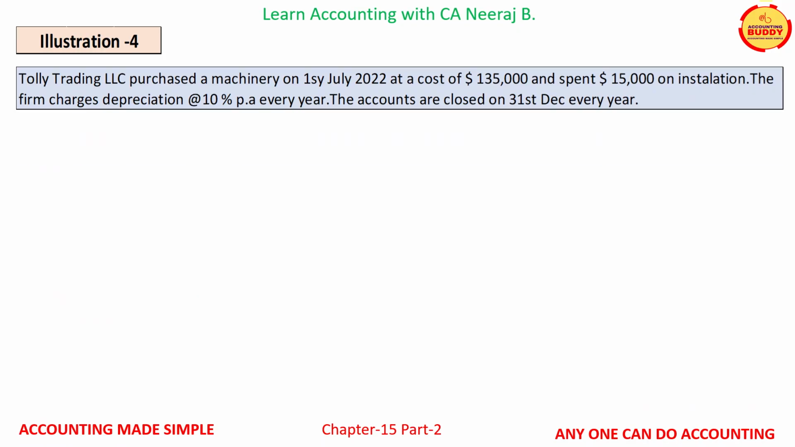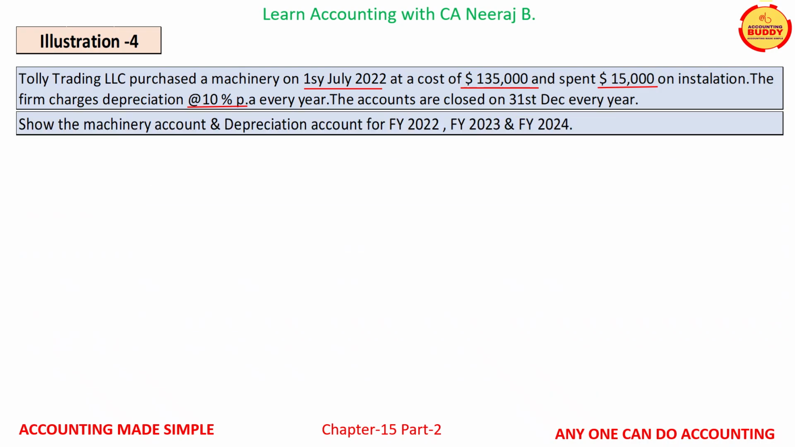Let us take another illustration. Tully Trading LLC purchased a machinery on 1st of July 2022 at a cost of $135,000 and spent $15,000 on its installation. The firm charges depreciation at the rate of 10% per annum every year. The accounts are closed on 31st December every year. Show the machinery account and depreciation account for the financial year 2022, 2023 and 2024.